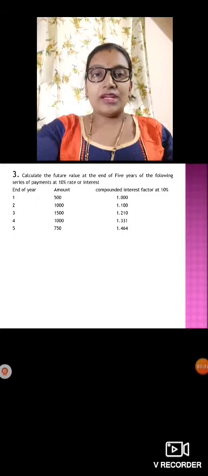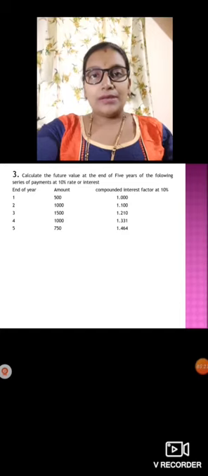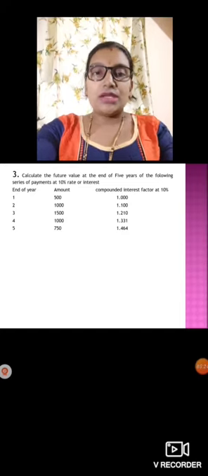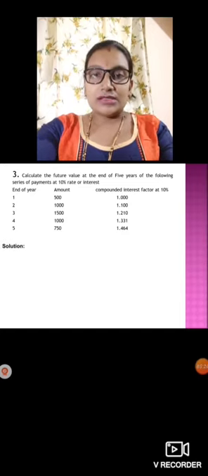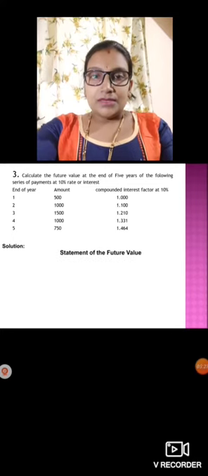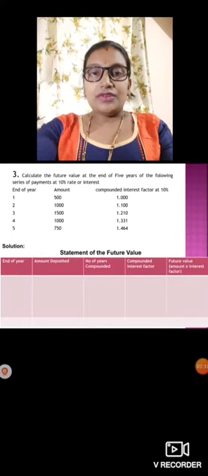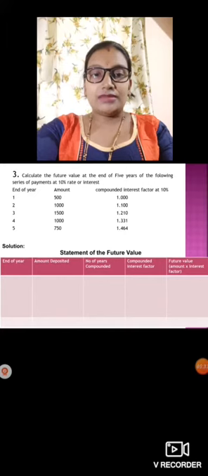Then compounded interest factor also you have to come from downwards. So first year you're going to write 1.464. Second year you should write 1.331. Then third year you should write 1.210. Fourth year 1.100. Then fifth year 1.000. Solve and let me know the answer. We'll see the solution of it. Third also. Then I'll give the homeworks.